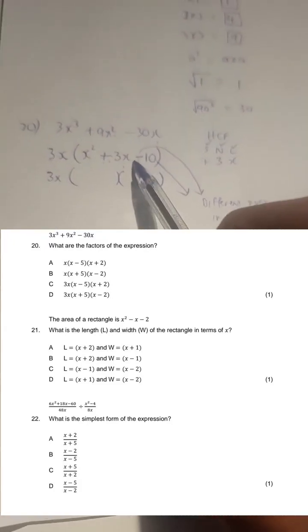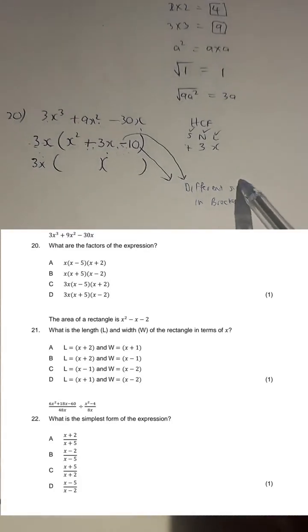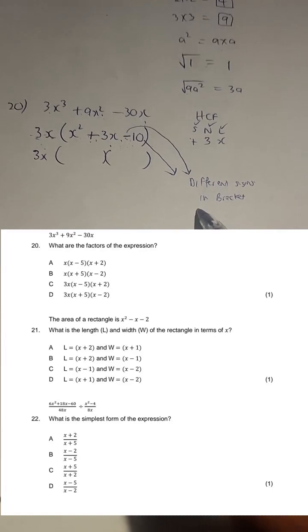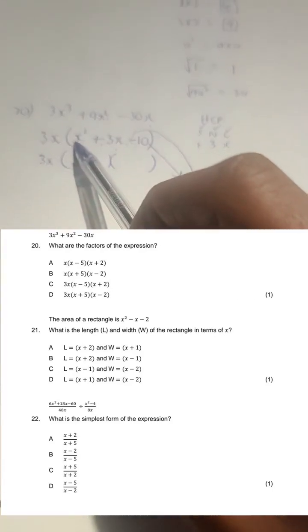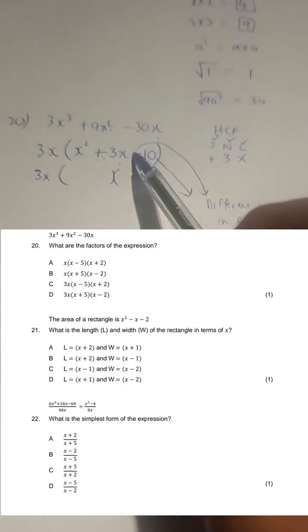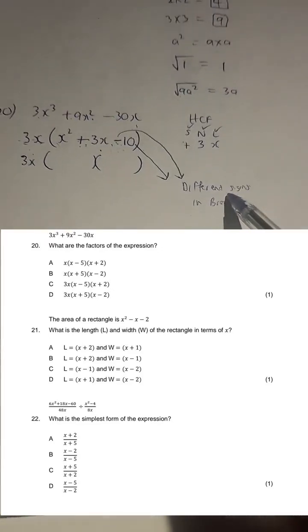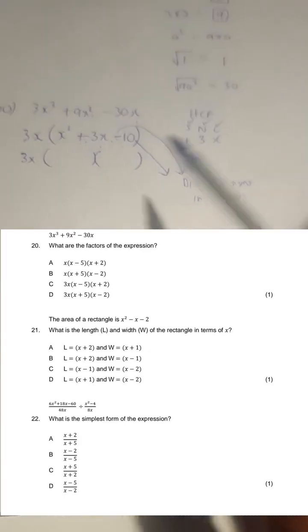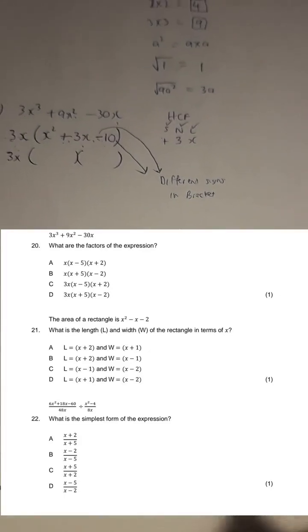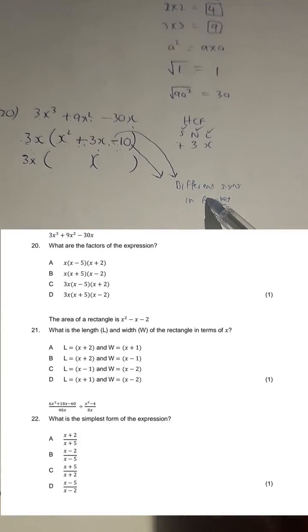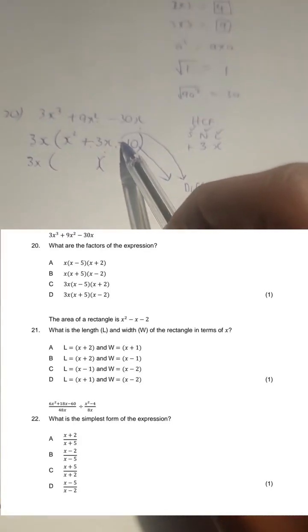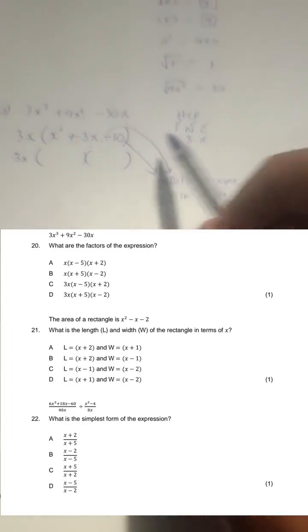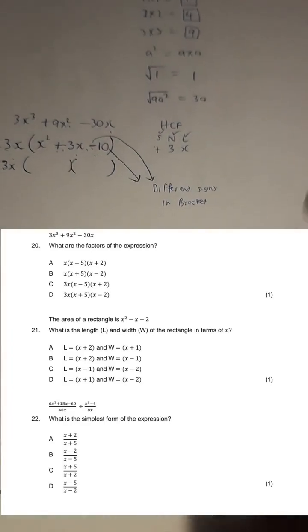A negative constant term means I'm going to have different signs in my bracket, as long as the x squared is positive. If I had a positive constant term, it would mean I'm going to have the same signs in my bracket. That's what you need to understand. Minus means different signs. If there was a positive constant term, it would mean I'd have the same signs inside the bracket. Now, look at this.